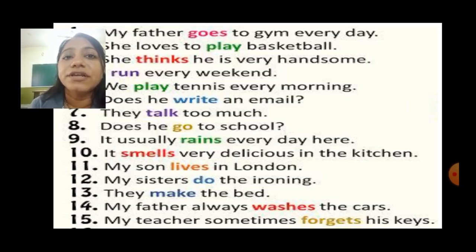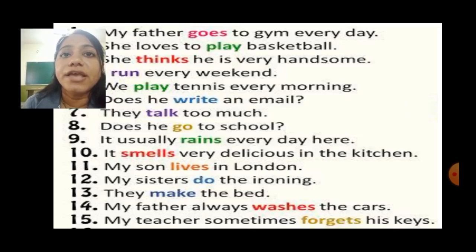My son lives in London. So we are talking about one son and it is singular, so we have added s. My sisters do the ironing. Here, sisters is plural, so we will not add anything. We will just put the base form of the verb do. That is only do.